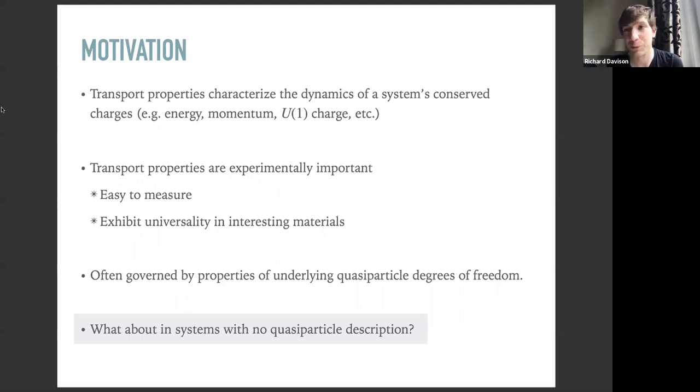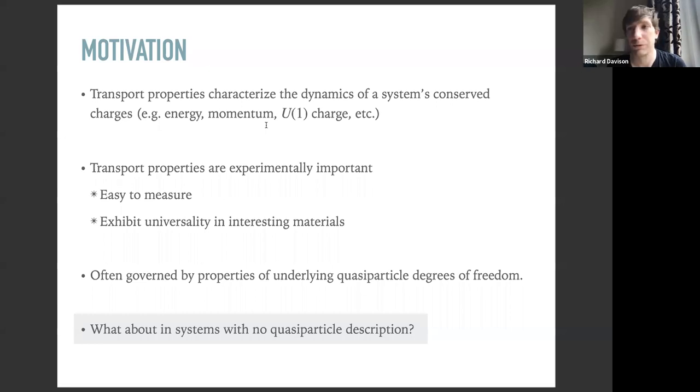So a simple example would be the electrical resistivity of a metal, which is just one way of parameterizing the dynamics of a U1 charge. Another example would be the shear viscosity of a liquid, which is a way of telling you how efficiently your liquid conducts momentum, and so on and so forth. And these particular properties of a system are quite important in the real world for a couple of reasons.